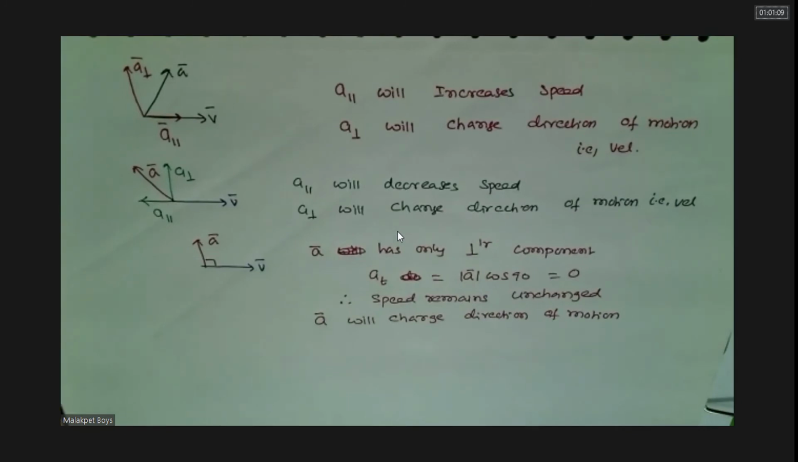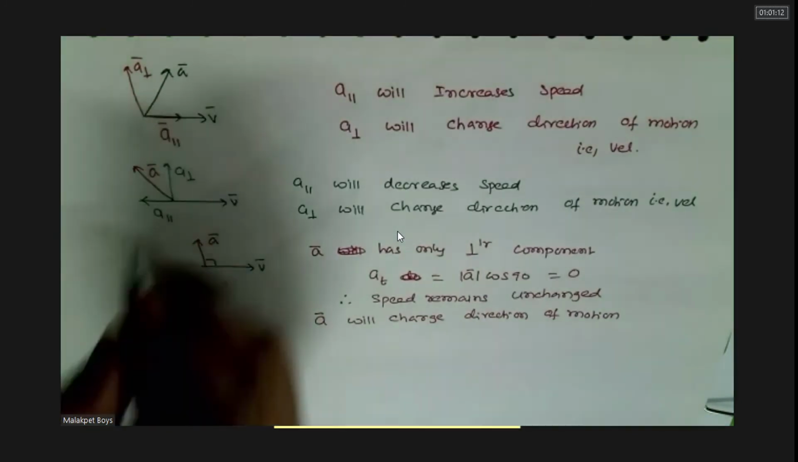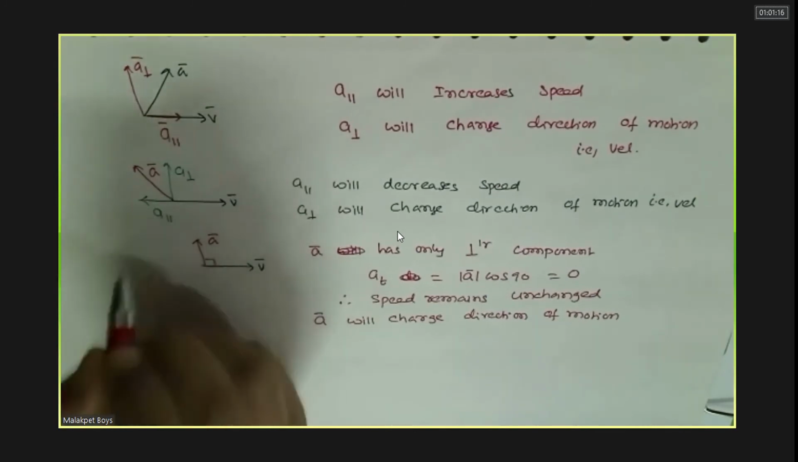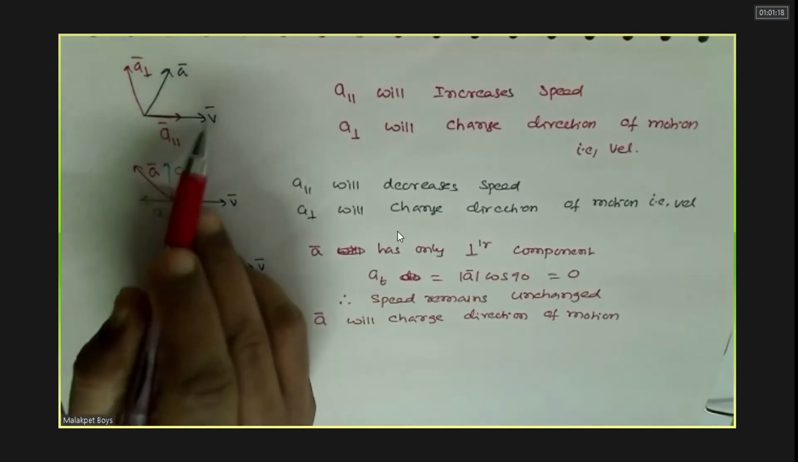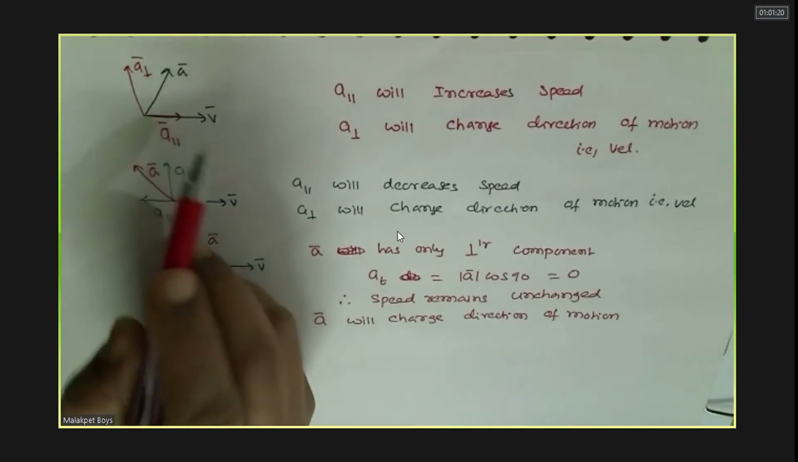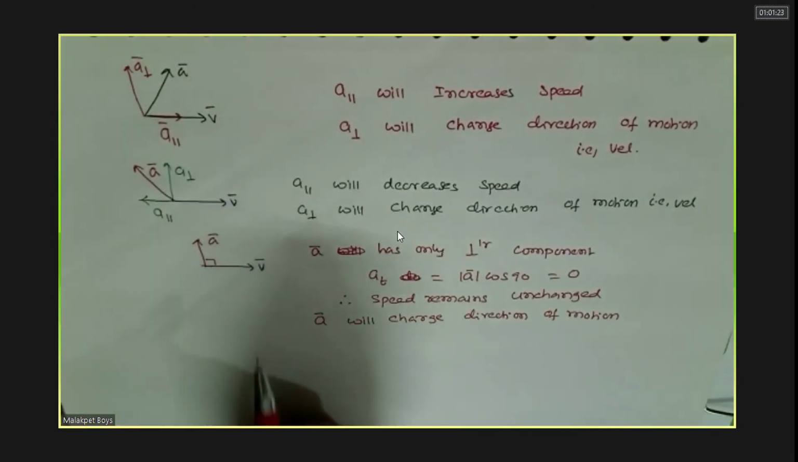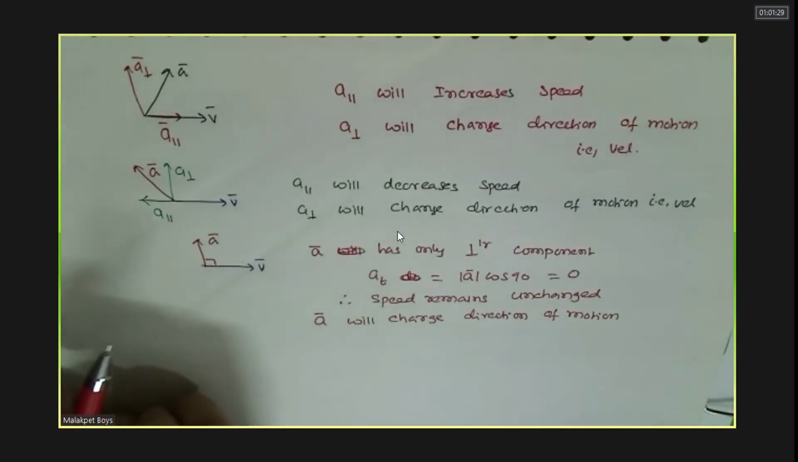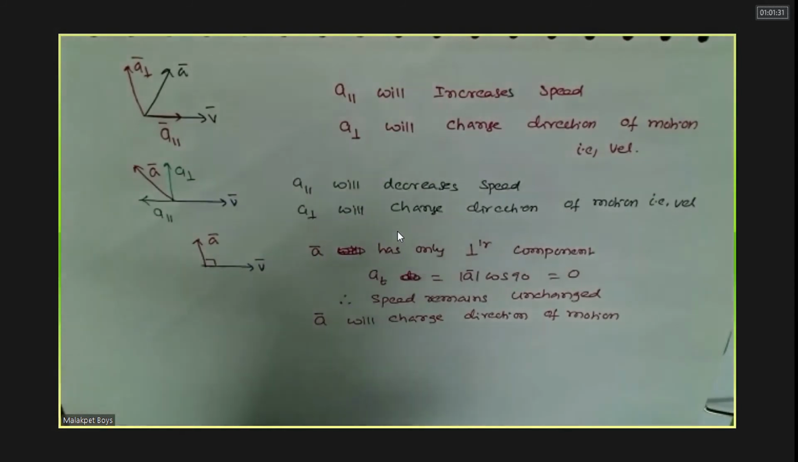Followed? So any acceleration opposite to velocity decreases speed. Acceleration in the direction of velocity increases speed. Acceleration perpendicular to velocity changes only the direction of motion. Understood this? Everywhere, not only here.